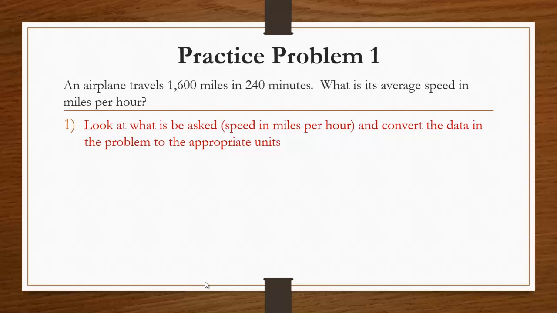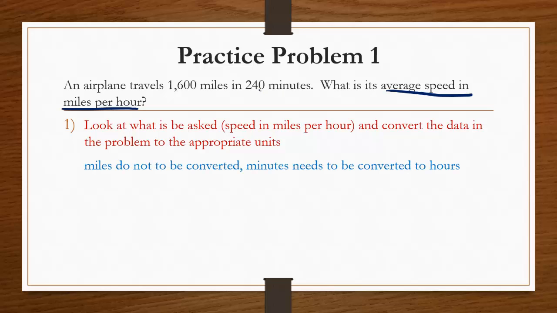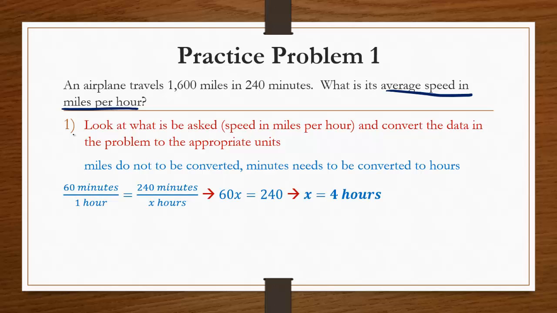So, first things first, look at what is being asked. In this case, it's the average speed in miles per hour. And you need to convert the data in the problem to the appropriate units. Right now we've got miles and minutes, we need to convert the minutes to hours though. So we can leave the miles as they are. We're going to convert the minutes by saying, okay, there's 60 minutes in 1 hour. So in 240 minutes, how many hours is that?